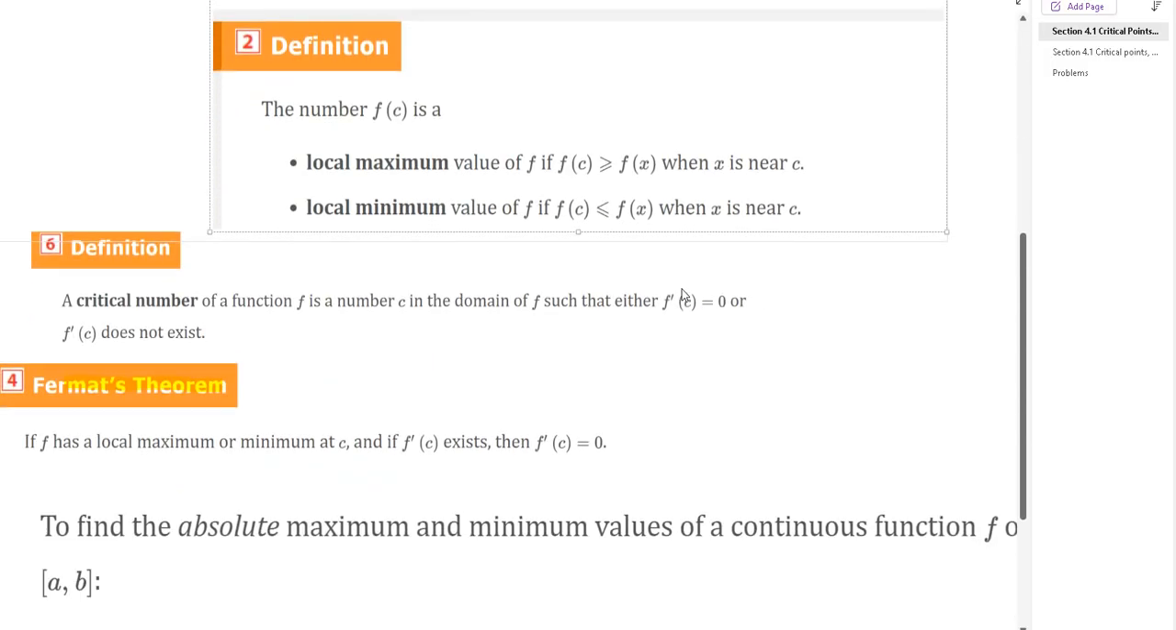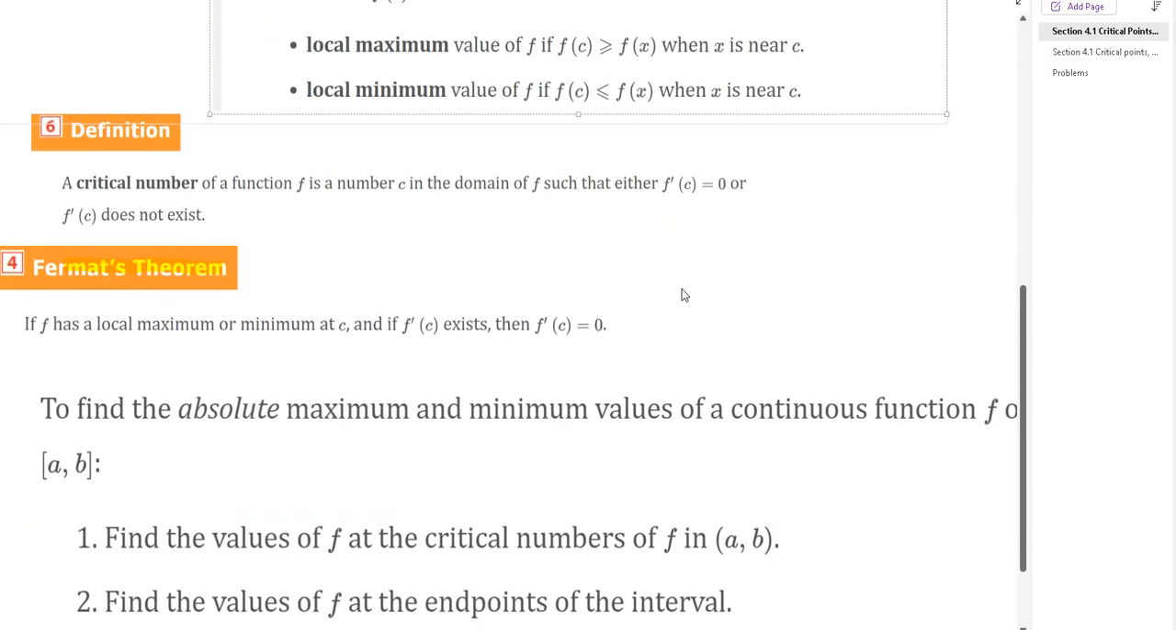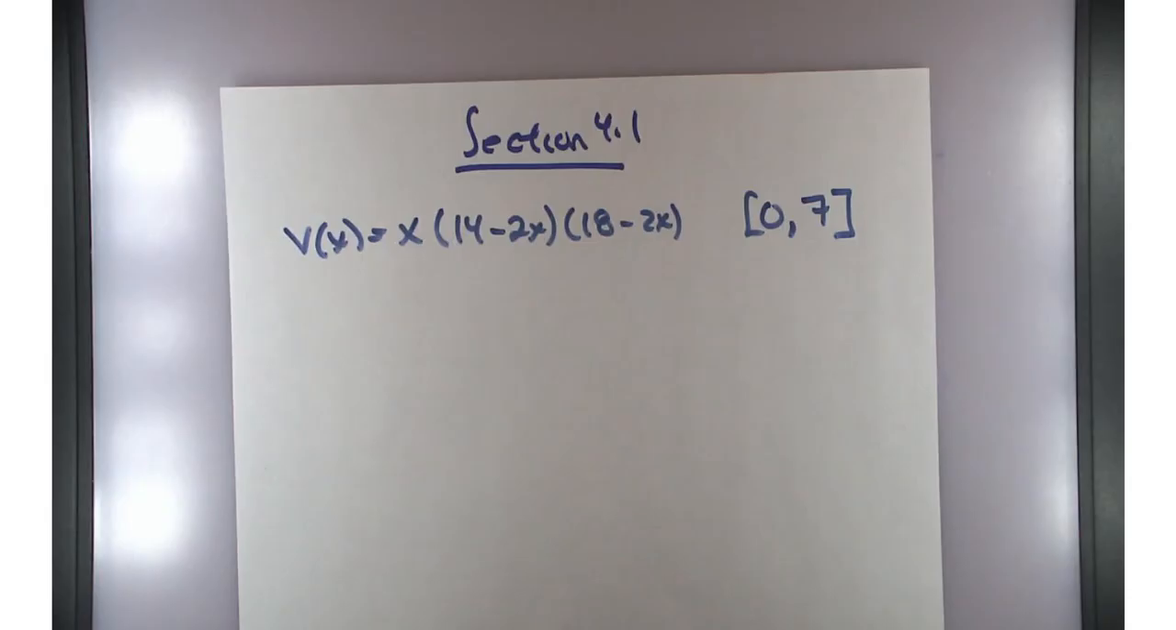So let me give you a little bit of a definition. A critical point or a critical number is a place in the domain where the function either has a zero derivative or the derivative does not exist. So those are the points in which interesting things happen in a function, and that's where we're going to want to look when we're trying to find interesting behaviors of a function.